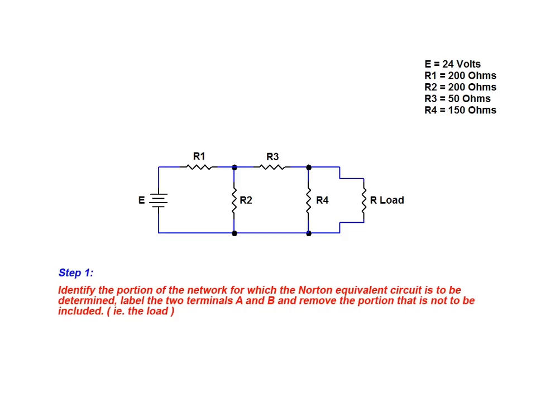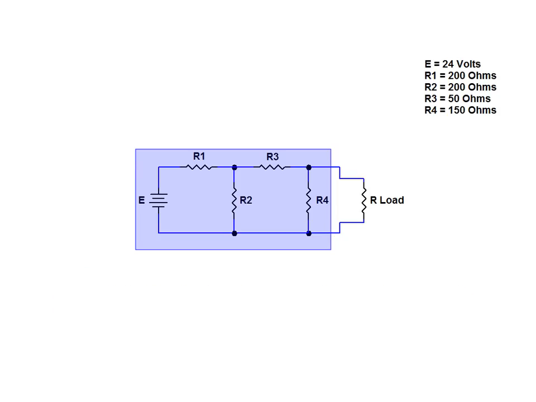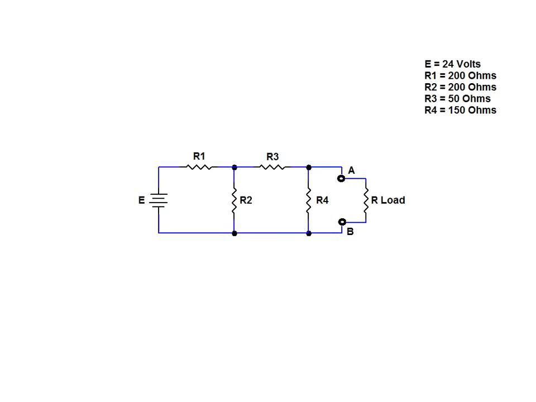Identify the portion of the network for which the Norton equivalent circuit is to be determined. We then label the terminals connecting this portion to the remaining part of the circuit as points A and B. To complete the first step in the process, we remove the portion of the network that is not being included in the simplification.